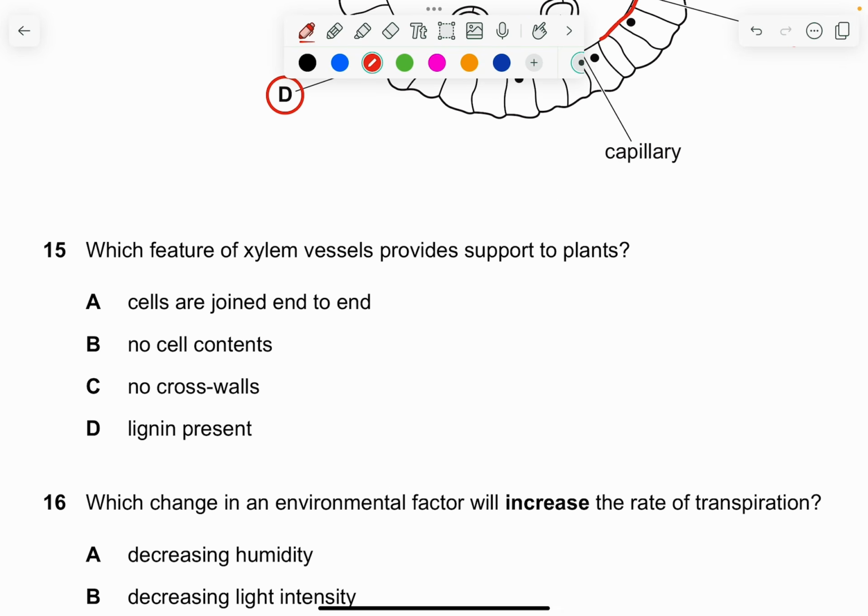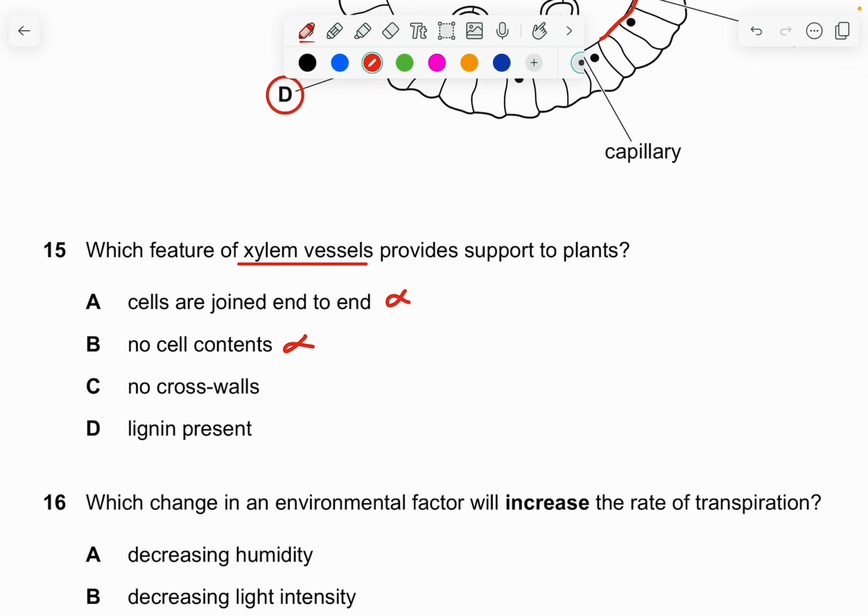Okay, now let's go to question 15. Which features of xylem vessels provide support to the plant? So let's see each of the options. Cells are joined end to end. No, joining end to end it can be, but then it does not help to support the plant. Okay, but it has no cell contents. Not really, because although it's dead, it does not mean that it helps to support the plant.